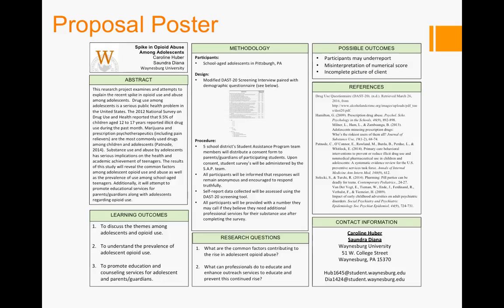And so the student assistant program in this case would be administering our consent form, which we would distribute to parents or guardians of our participating students, since they are going to be minors. Once we get consent, the surveys would be administered to the participants. The self-report data collected, as I mentioned, would be assessed using the Drug Abuse Screening Test screening tool. And then, as we also mentioned, we would be providing all participants and their parents or guardians with a number that they may call if they believe they are in need of some additional professional services.